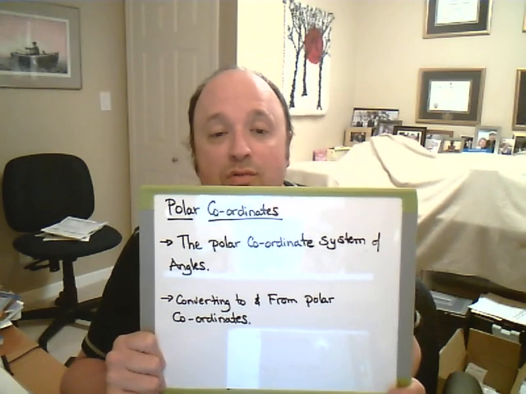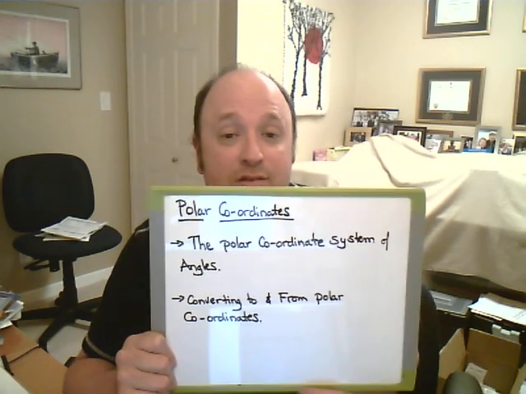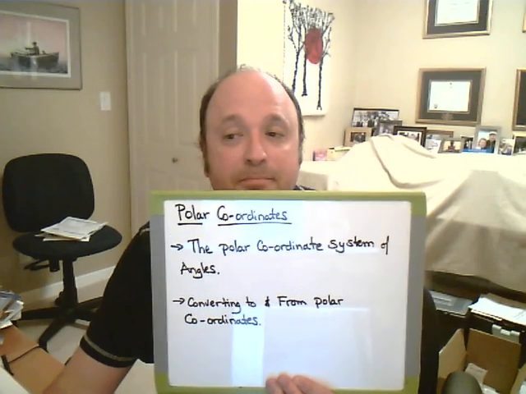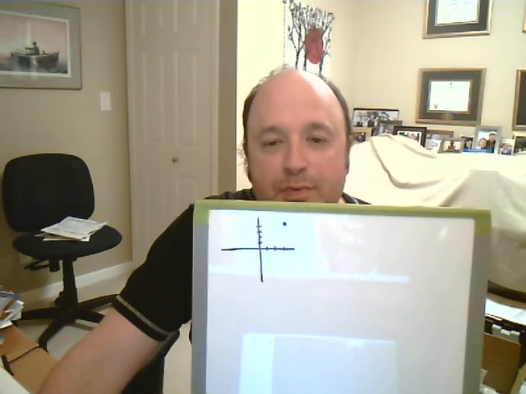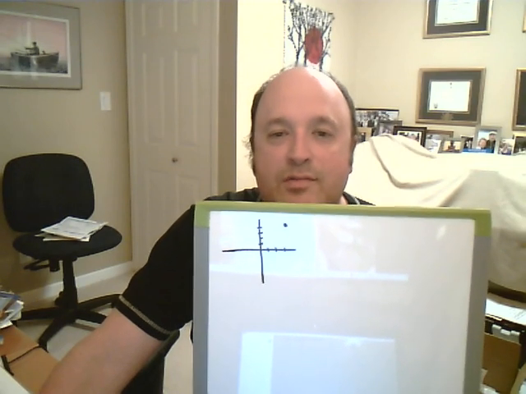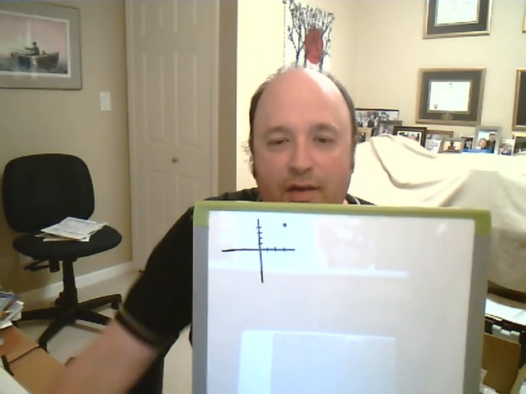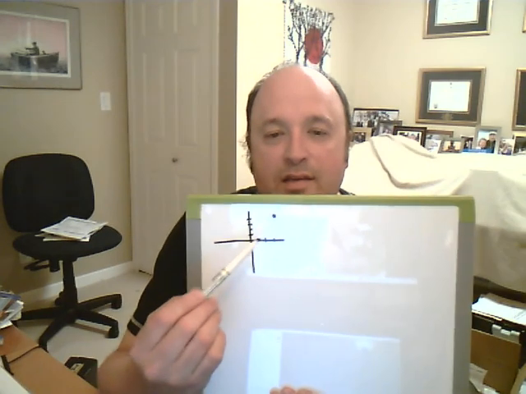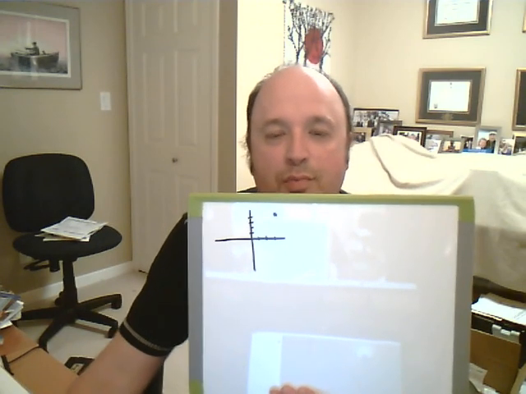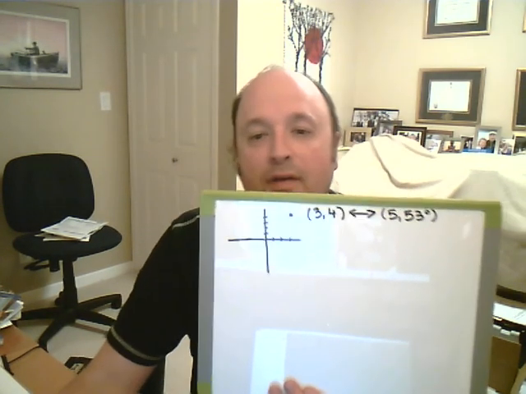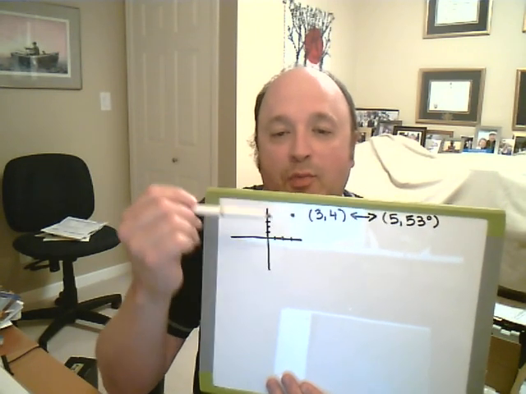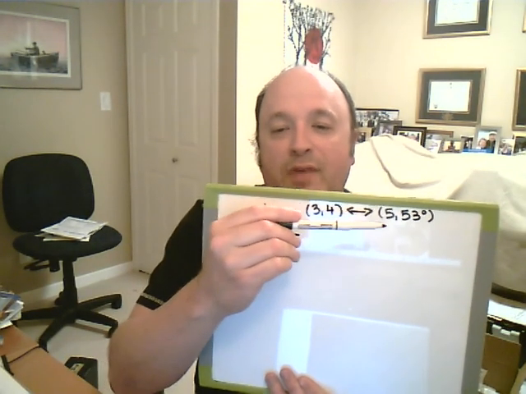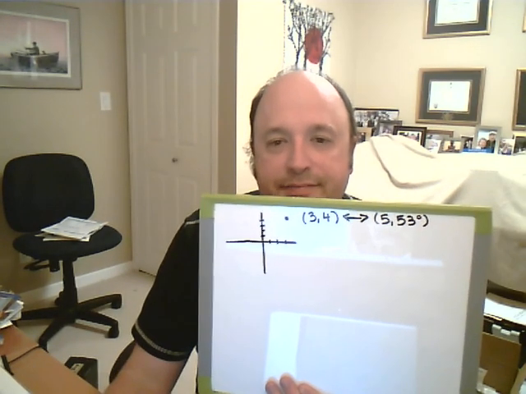Okay, so polar coordinates. Let's talk about the polar coordinate system. Take a look at this graph of this particular point. What would you call the point as a value? You go 3 along the x and 4 up on the y, so this would be the point 3, 4, right? It's equal to the point 3, 4, 3 for the x, 4 for the y, but it's also equal to the point 5, 53 degrees.